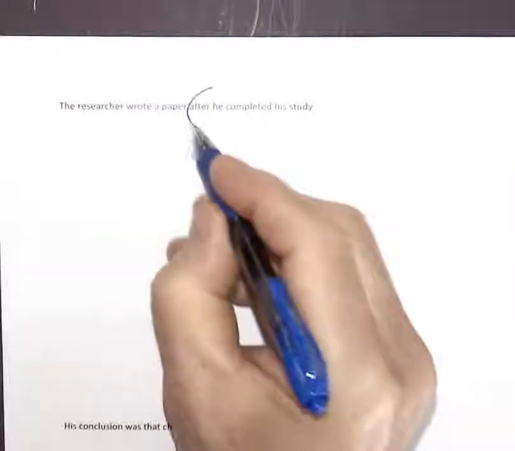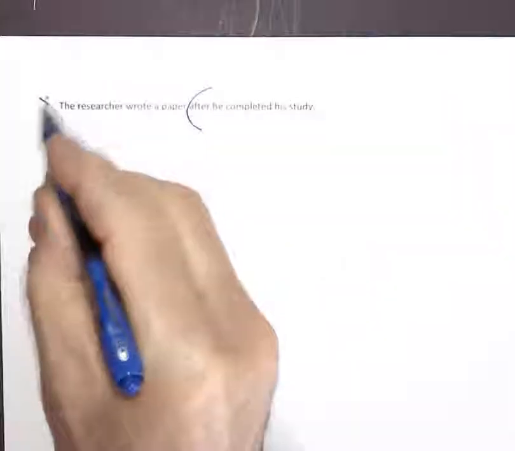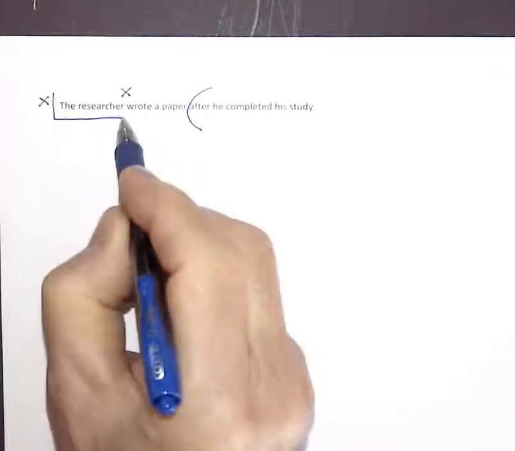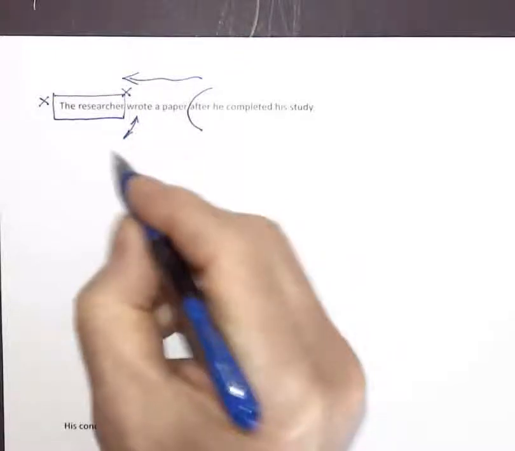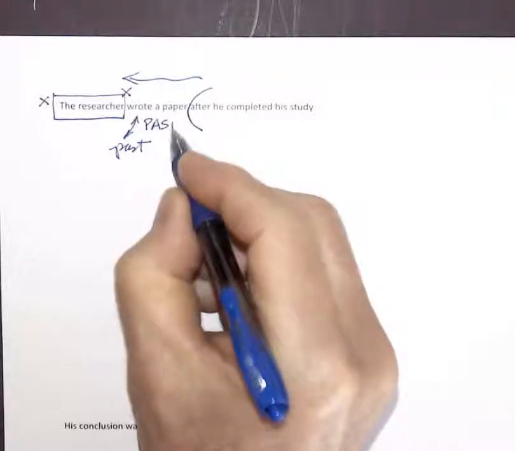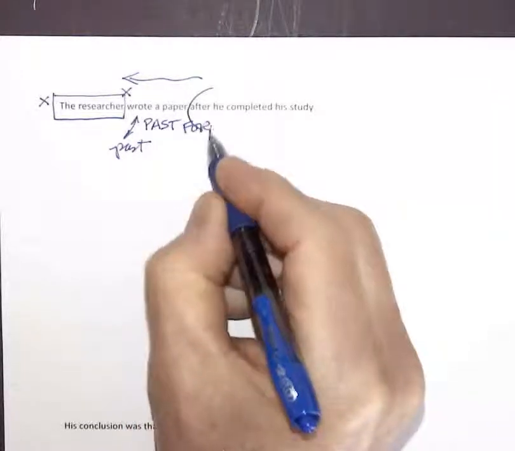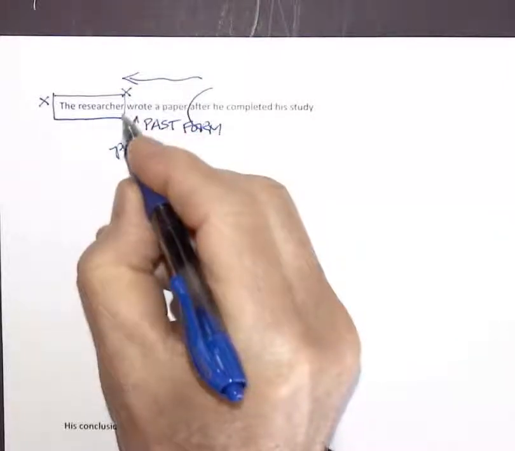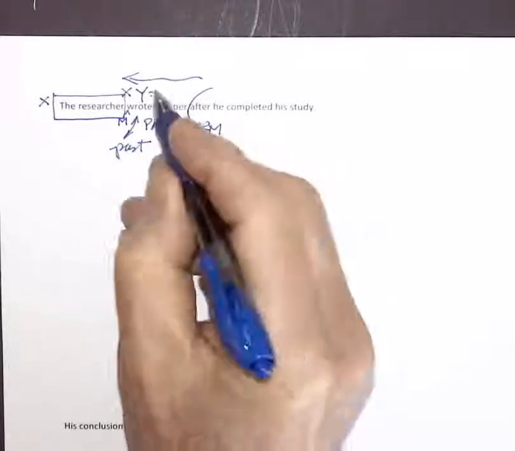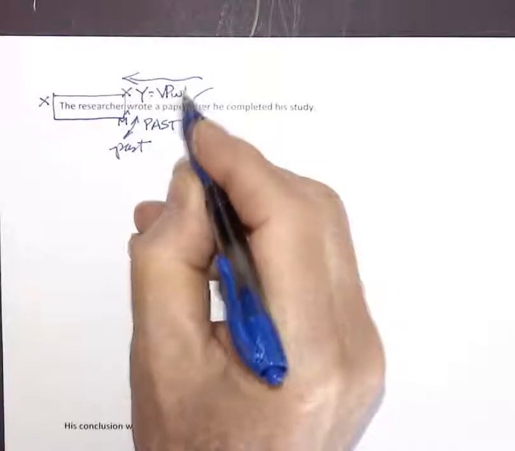After he completed his study, the researcher wrote a paper. Did the researcher write a paper? The researcher did not write a paper. The researcher is the subject, the predicate. Wrote ties with the past, past form. The M place is empty, and wrote a paper is Y. That's a verb phrase with time.